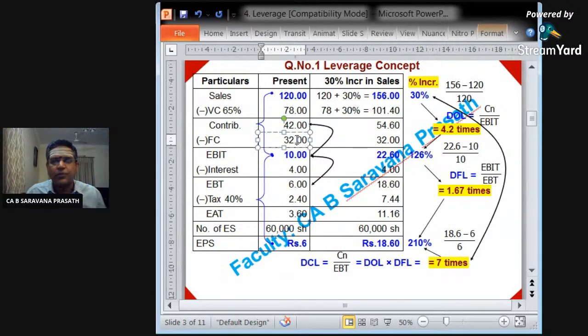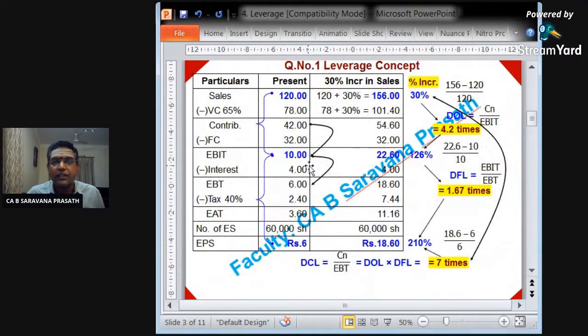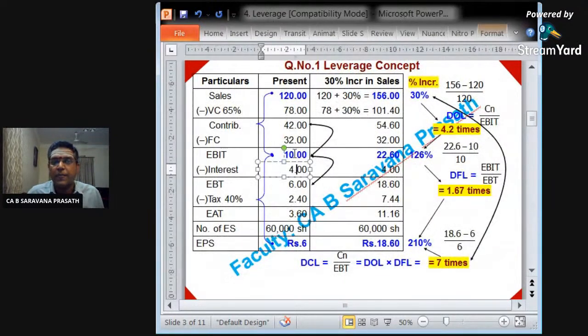Fixed cost includes depreciation also. So consequently, we calculate EBIT, earnings before interest and tax, equal to 10 lakh. Now, going back to the question, the capital is equivalent to 60 lakhs of equity and 40 lakhs of debt. So on that debt, 10 percentage interest. So 10 percentage on 40 lakhs is equivalent to 4 lakh. All this information, my dear friends, are in rupees lakhs.